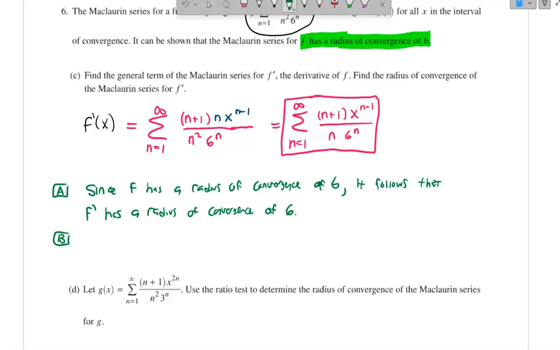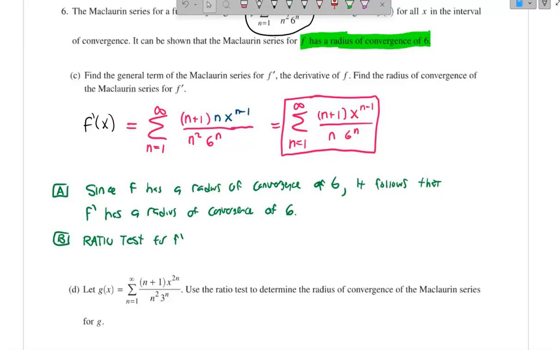Plan B would be you would have to do the ratio test for f prime, meaning you would have to take this term and perform the ratio test for it. Now, the good news is if you do that, you will absolutely get the radius of convergence of 6, but we don't want to do that because that is very time consuming. So if you ended up doing that, you can still get all points for doing that and get all the correct points for that problem, but just note that you may have sacrificed some time doing that. Okay, we're going to get down to part D.